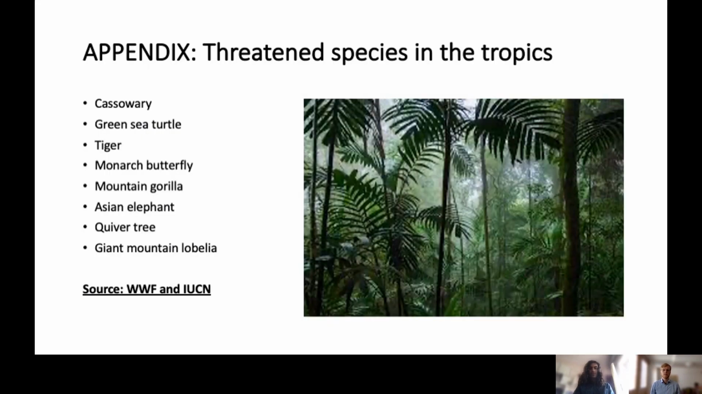Are you interested to find out which and how many species are threatened by these changes in the tropics? Here we have made a list, and you can add your species of interest in the appendix.